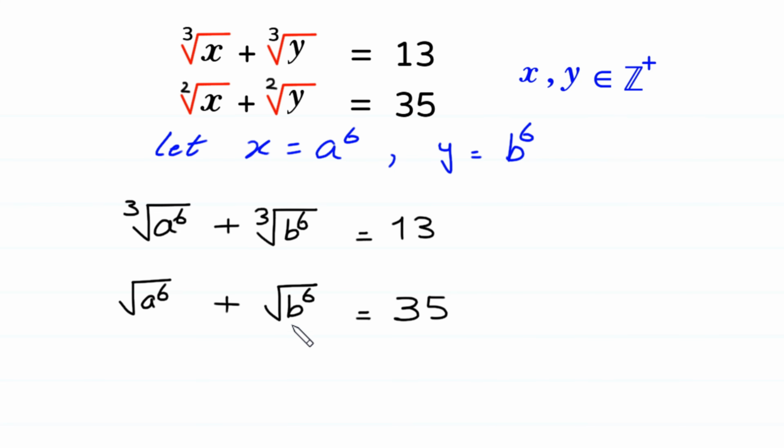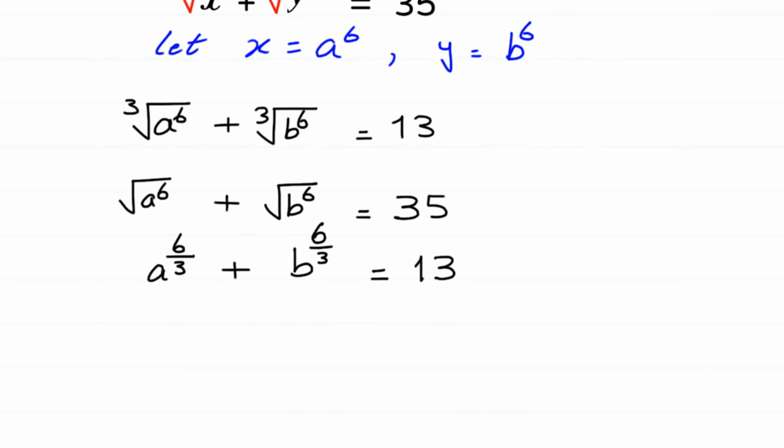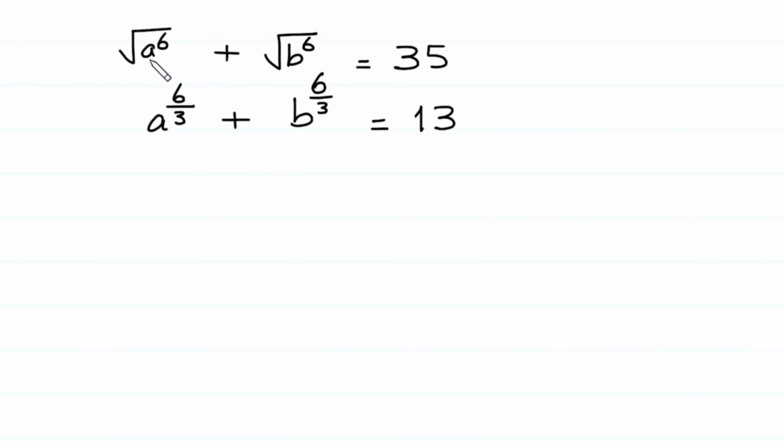Next, we can write this cube root of a to the power 6 in exponential form as a to the power 6 over 3 plus, and we can write this cube root of b to the power 6 in exponential form as b to the power 6 over 3 is equal to 13, and we can write this square root of a to the power 6 in exponential form as a to the power 6 over 2 plus, and we can write this square root of b to the power 6 in exponential form as b to the power 6 over 2 is equal to 35.